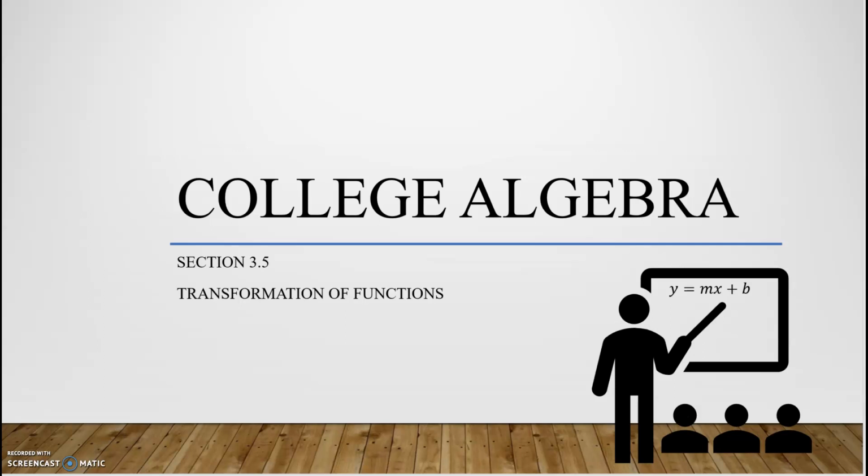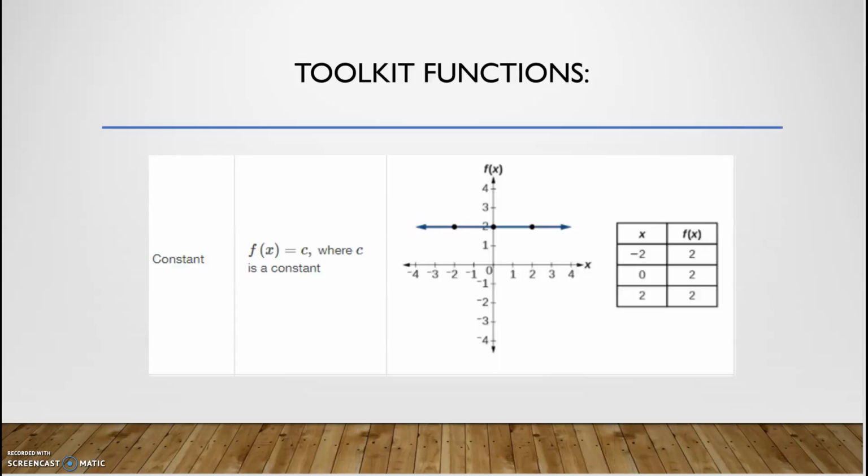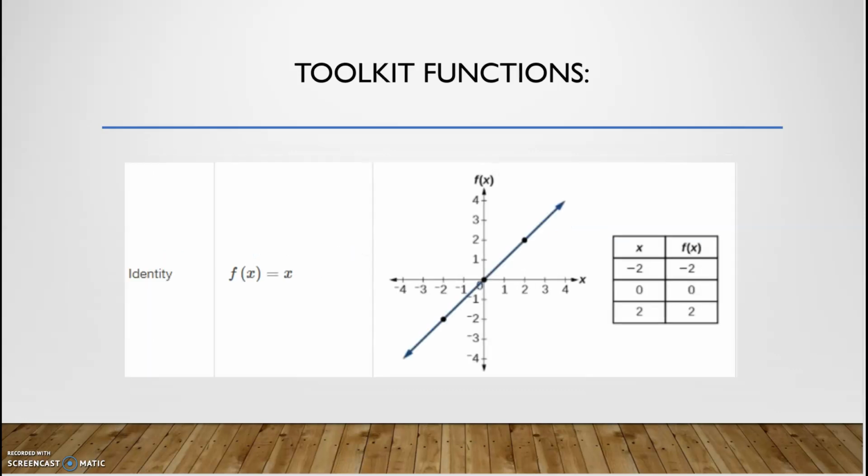All right, in section 3.5, we're talking about transformation of functions. Now, before we get into the actual transformations, we need to look at the basic functions. So here we have a constant function, which is really just a horizontal line. Here we have what we call an identity function, but it's really just y equals x. That's just a straight line.